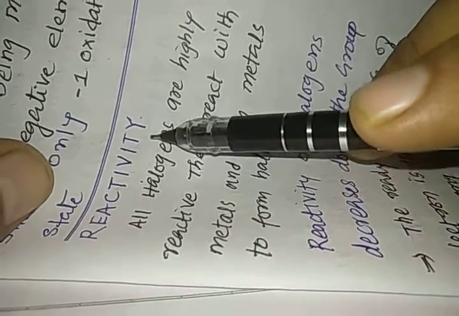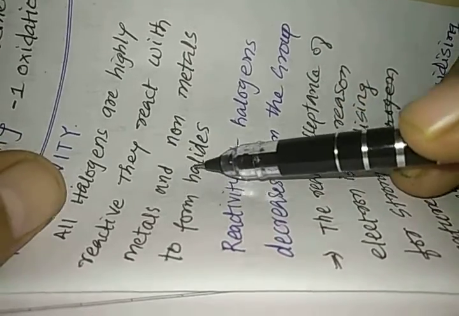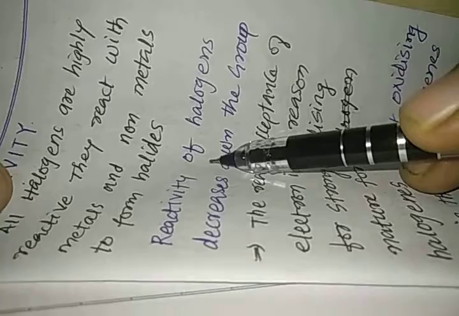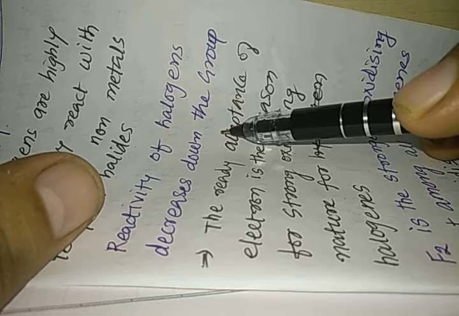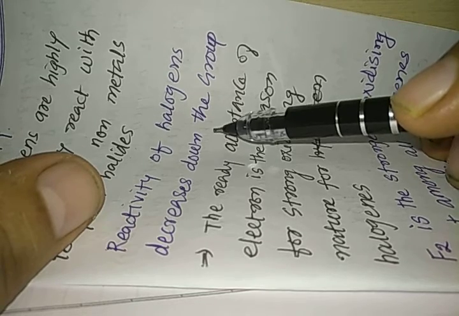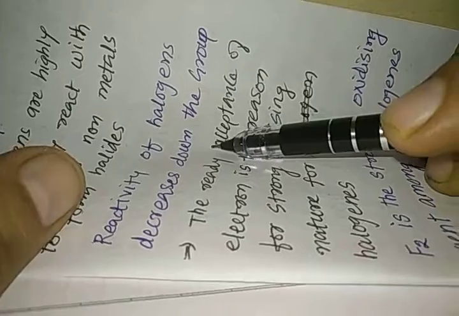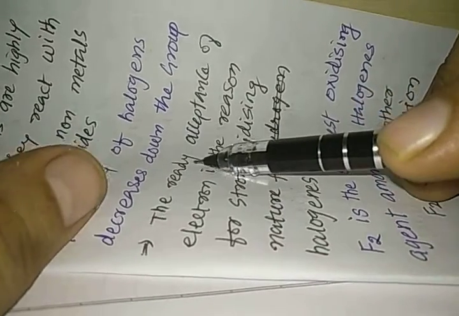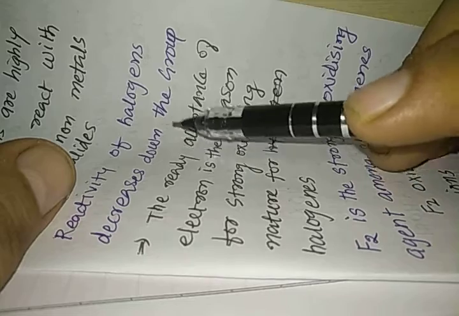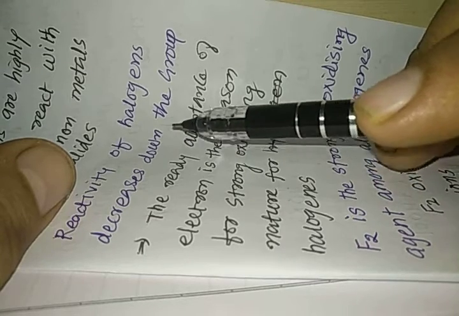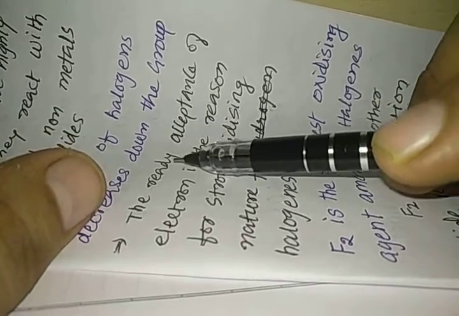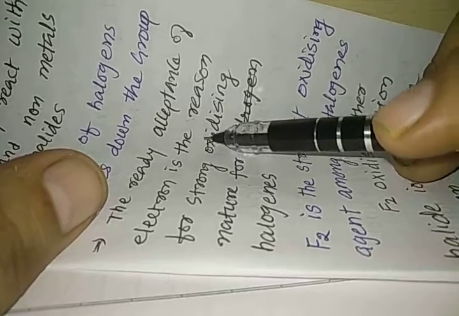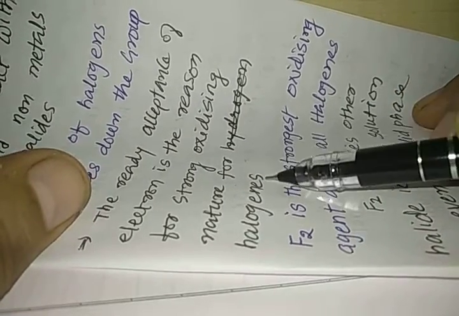Now we are going to study the reactivity of halogens. All halogens are highly reactive. They react with metals and non-metals to form halides. Reactivity of halogens decreases down the group. So as you go down the group, reactivity decreases. It means fluorine is the most reactive element, whereas iodine is the least reactive element among all the halogens. So chlorine is less reactive than fluorine, bromine is less reactive than chlorine, and iodine is the least reactive.